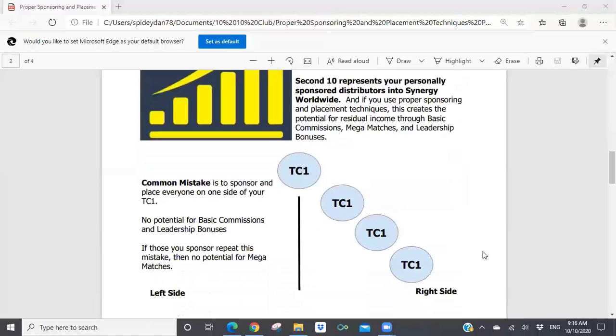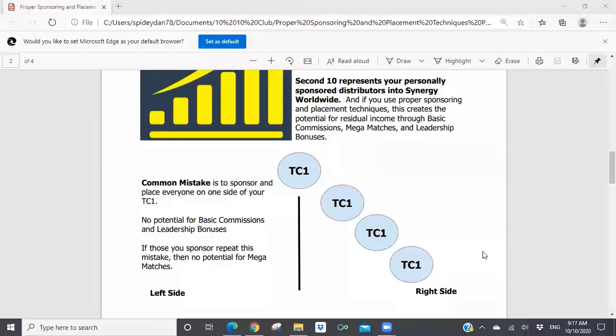So here's the common mistake that a lot of people make when they come into Synergy Worldwide: they only focus on one side of their organization. Now, in this case, I'm showing that they focused on their right side. They could focus on their left side. Everyone that they bring in, they place to the outside right of the person at the bottom of their leg.